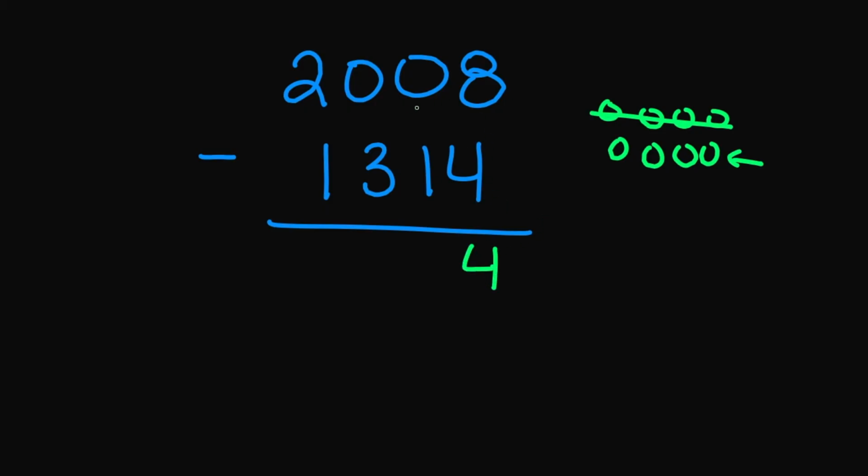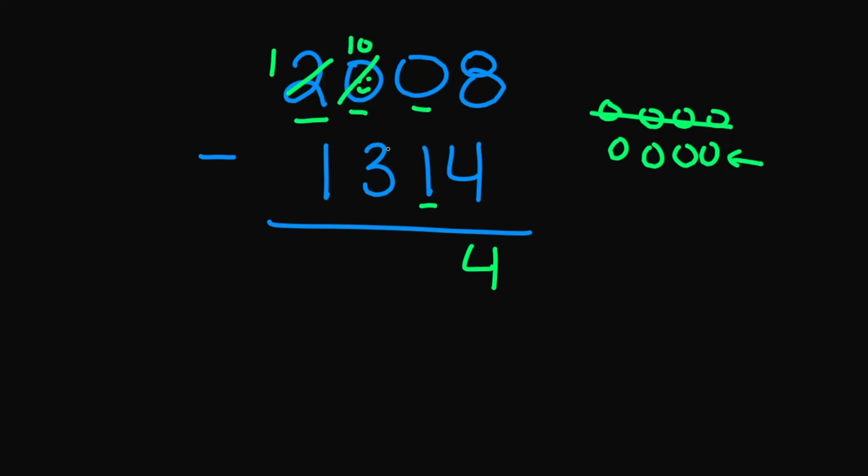Then I go down to my tens place. 0 minus 1, I don't have enough. So I need to borrow from the hundreds place. And I still don't have enough because the 100 only has 0. There's not enough in there. So I'm going to borrow from the thousands place now. So now this 2 is going to become a 1. This 0 here is going to become a 10.